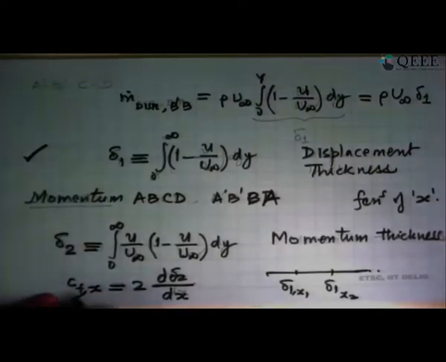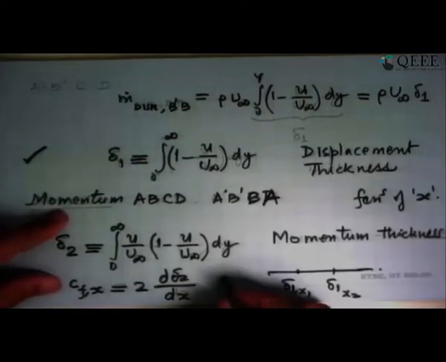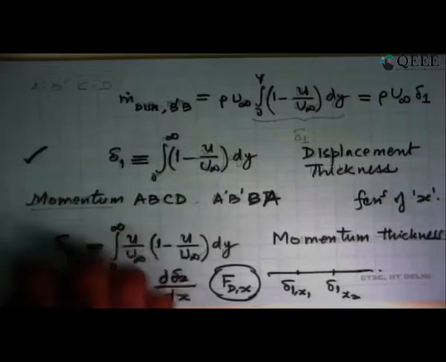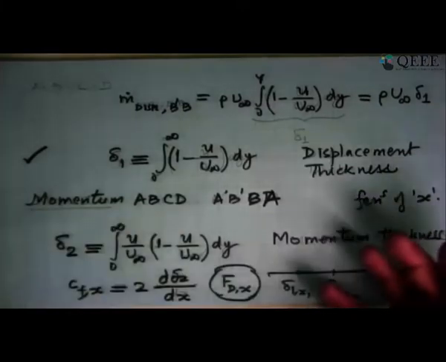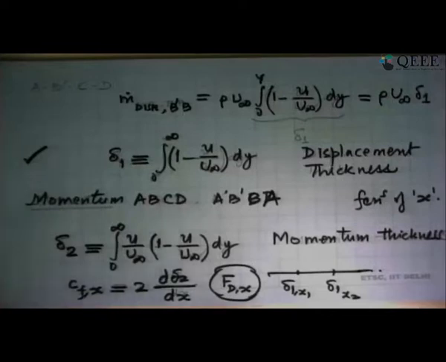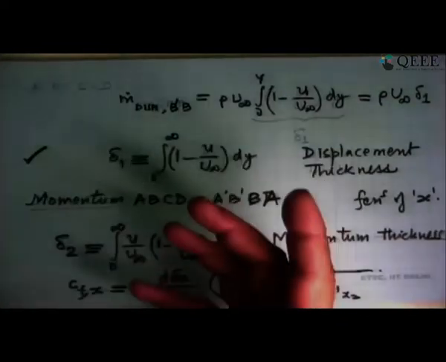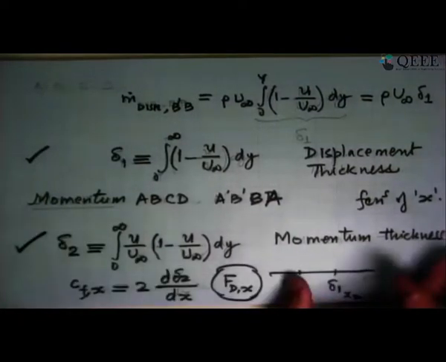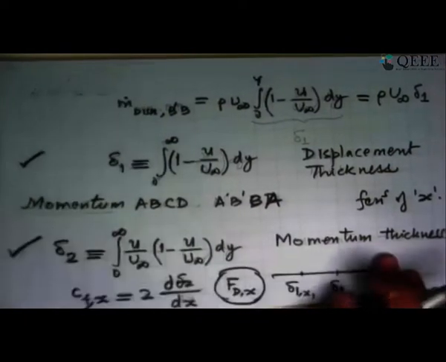And this simple expression here tells us that d delta 2 by dx multiplied by 2 is the local skin friction coefficient, which we can then extend to calculate the local shear stress, and from there we can calculate the local drag force, and integrating that we can get the total drag force. So if we know delta 2 as a function of x, we can calculate the drag force on the plate, and that's nice to know that one expression can help us to get all of that. So this is the second important number that comes out for the boundary layer, the momentum thickness.